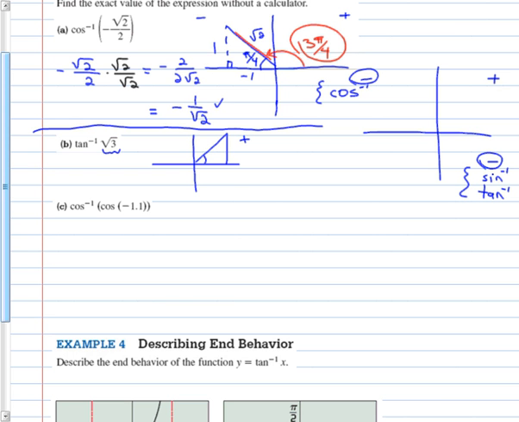Well, that's square root of 3 over 1. Tangent is opposite over adjacent, so 1, 2, square root of 3. What's that angle? That's going to be 60, pi over 3. It's the angle whose tangent is square root of 3. Pi over 3.